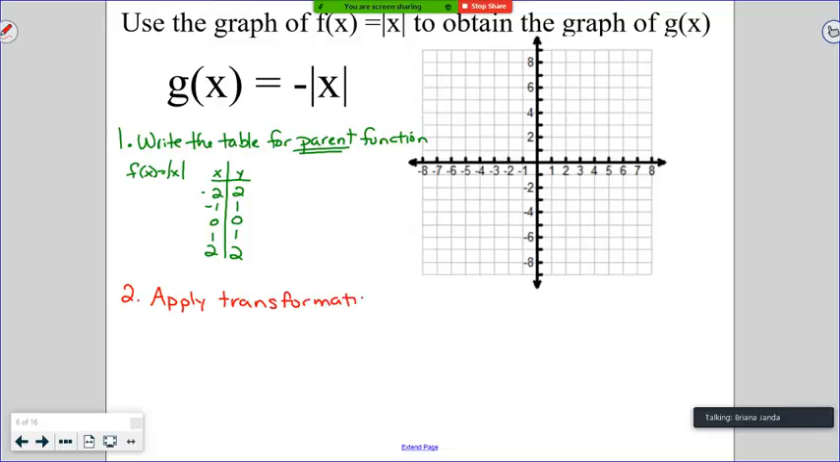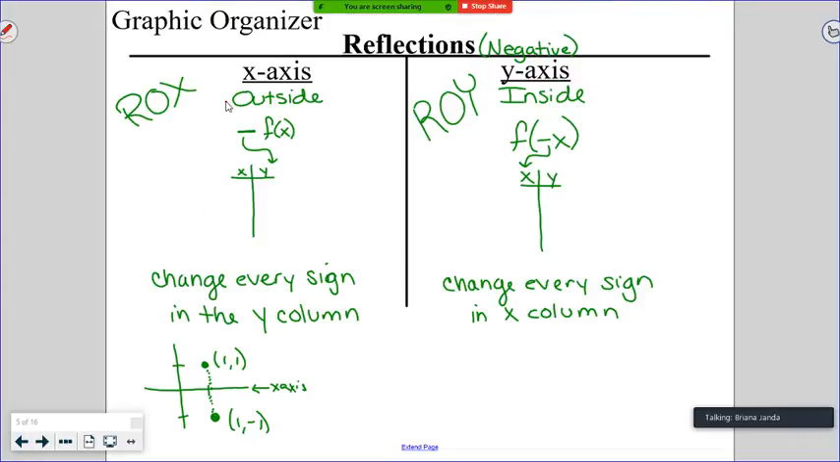And eventually, that's going to end up being multiple transformations. We only have one transformation in this one, and that is that negative. Wait, before I say it, is that negative inside or outside of our function? Outside. So we go back to our cheat sheet, if it is outside, that is an ROX. Outside things impact my y column.